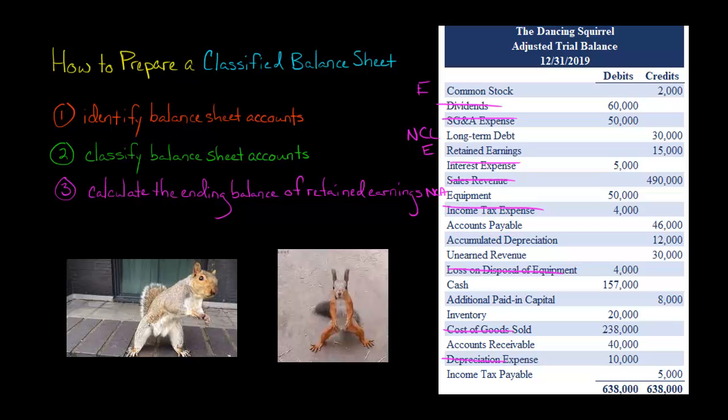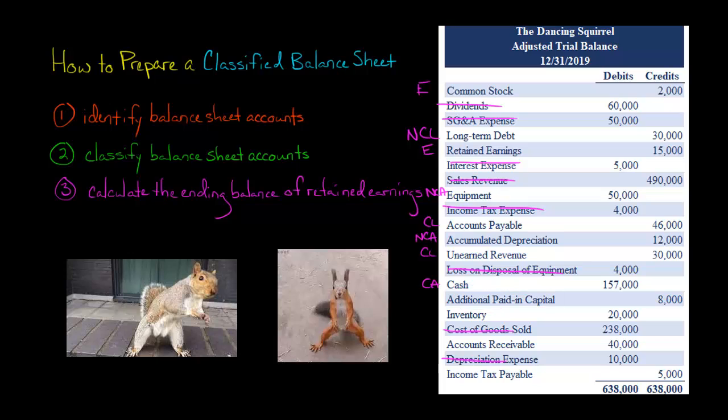Accounts payable is a current liability, so I'm going to put CL. Accumulated depreciation is a contra asset account, so it's actually a reduction in an asset, and specifically it's a reduction in this equipment, property, plant, and equipment. So it's going to go in the non-current assets section of our balance sheet. So I'm going to put NCA. Unearned revenue is a current liability, CL. Cash is a current asset, CA.